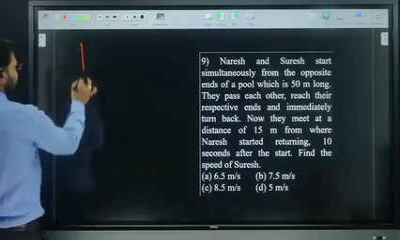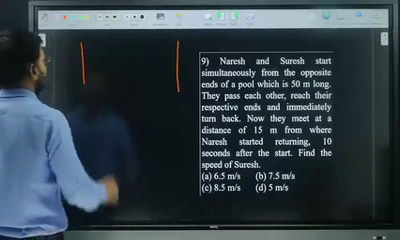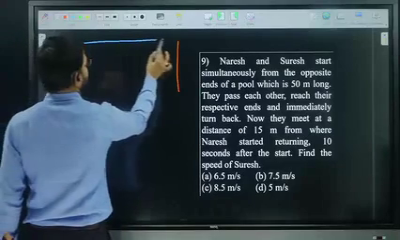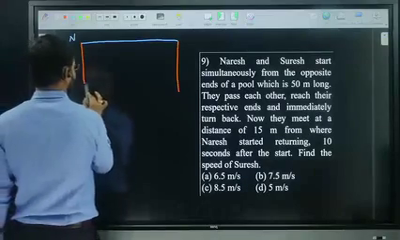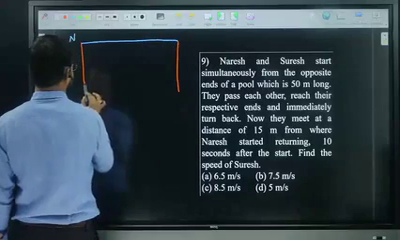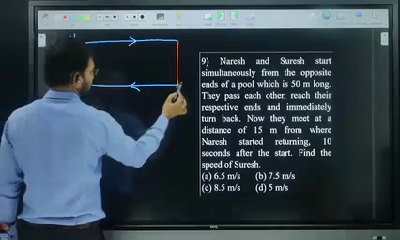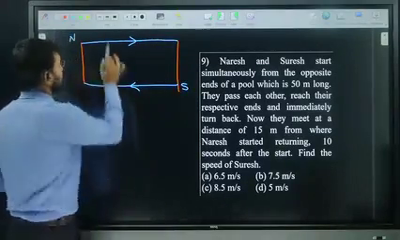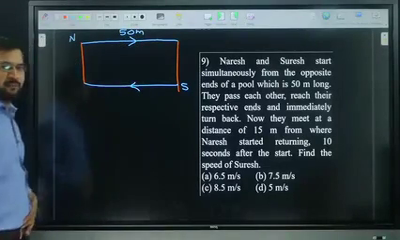Here one pool is there, 50 meters long. So Naresh and Suresh. Naresh started towards Suresh and Suresh started towards Naresh. So the width of the pool is what? 50 meters.